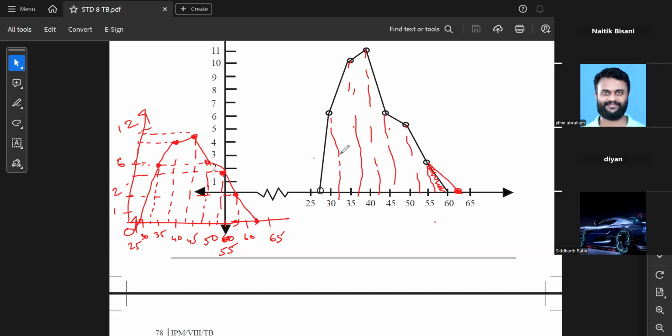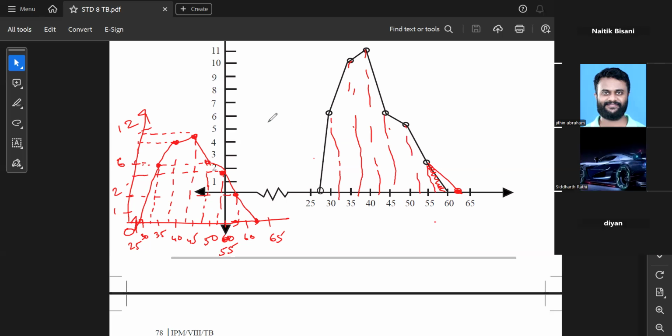Yes, Naitik, what's your query? Sir, I didn't understand. For 30 to 35, you joined in the middle, but for the first and the last, 60 to 65 and 25 to 30, where did you join? And is the graph in the book correct or not? Because for 25 to 30 it is showing the first midpoint, but for 30 to 35 it is not showing the midpoint. Hold on.